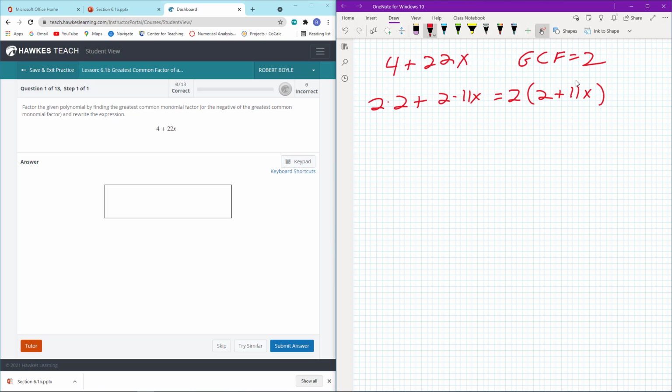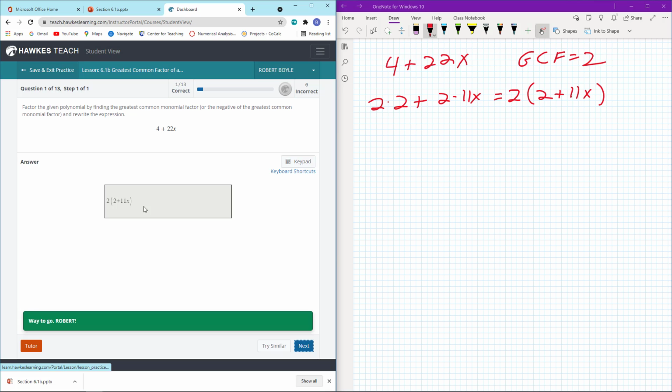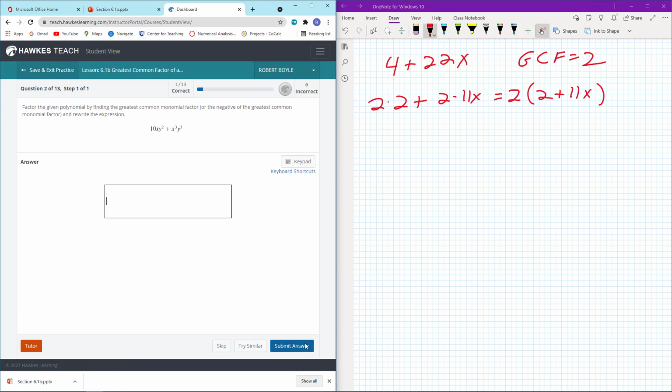And let's see if I'm right. 2, parenthesis, 2 plus 11x, the other parenthesis is there, so I don't need to worry about that. And I hit enter, and wow, I am right. Okay, so let's move on.